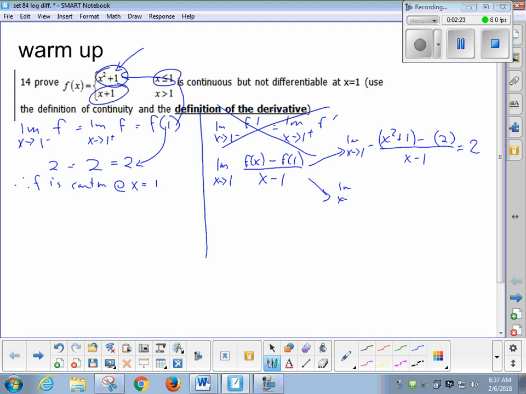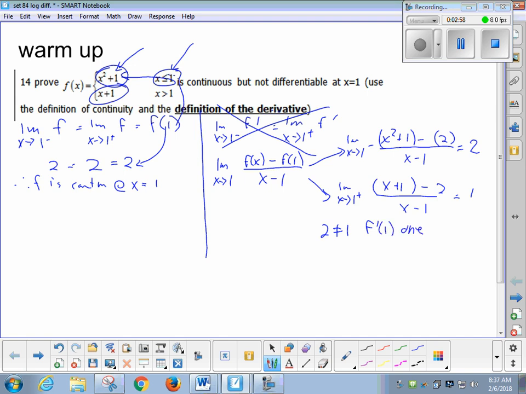The limit as x approaches 1 from the right would be using a different f of x. F of x from the right is x plus 1. F at 1 is still 2. It doesn't matter which branch you're doing. When you do f at 1, it is 2, period. Okay? Over x minus 1. What does that simplify to be? 1. Because 2 is not equal to 1, we can say f prime at 1 does not exist.